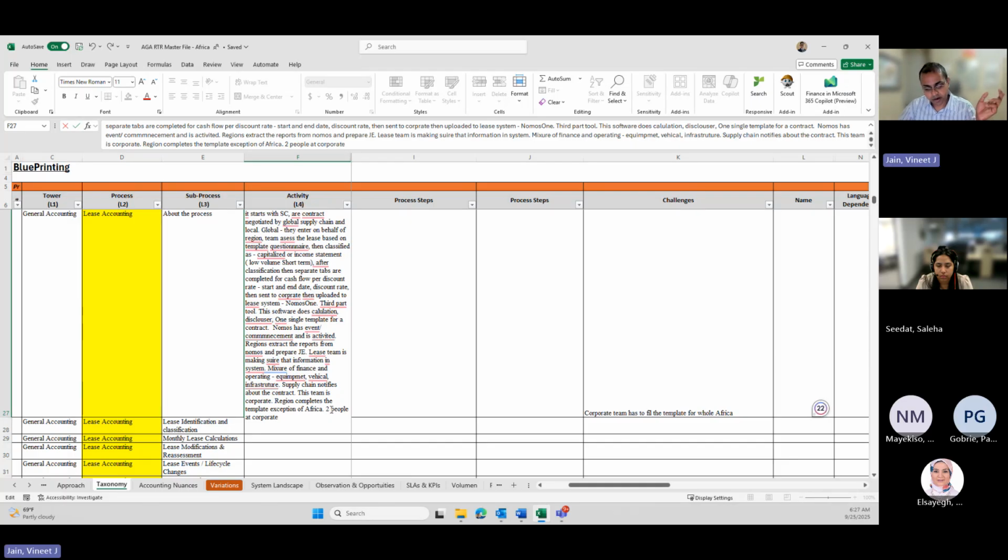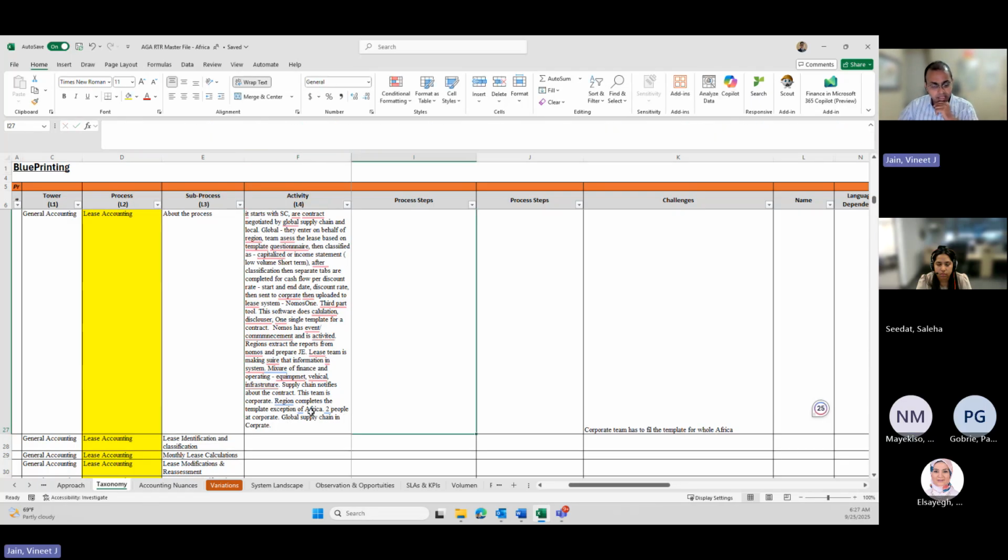Okay, and these people sit where? The local and the regional people, where do they sit? So they would sit at the regions, in the respective regions. So the Brazil team sits in Brazil, Australia in Australia. Our global supply chain sits in the corporate office with us in Johannesburg. Okay, global supply sits in corporate only. Yeah.